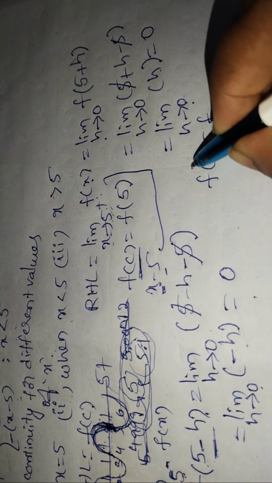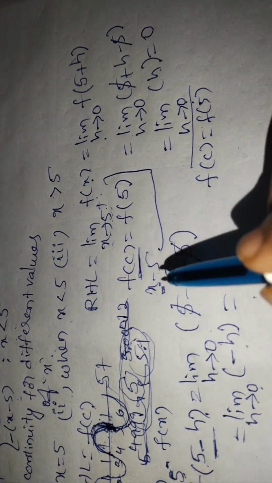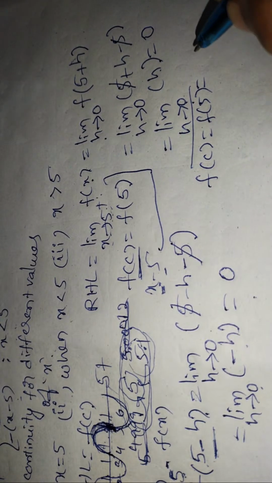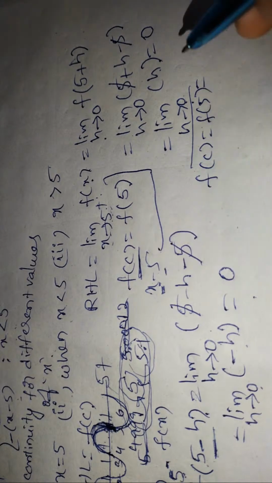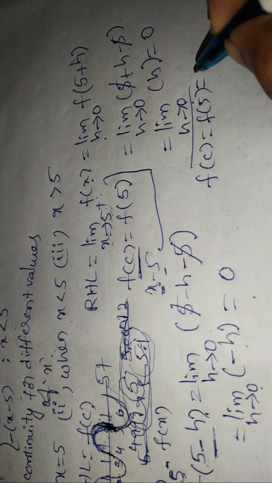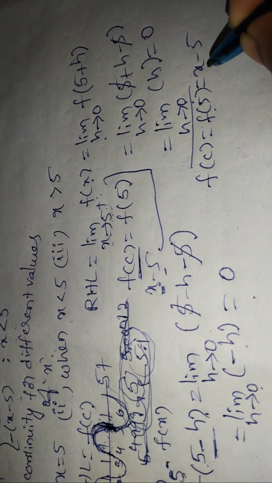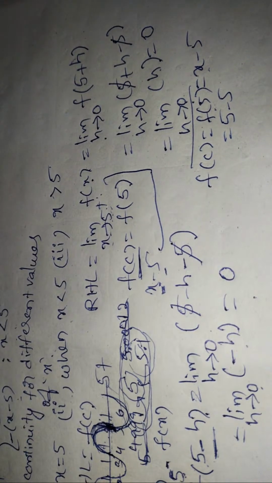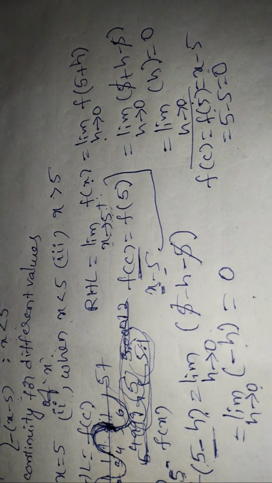f of c. c is directly 5. So I will write this exact 5 value in this c place. What is the function? The function is x minus 5. But in the x place what do we have? 5. So write here 5. So 5 minus 5, 5 minus 5 is 0.